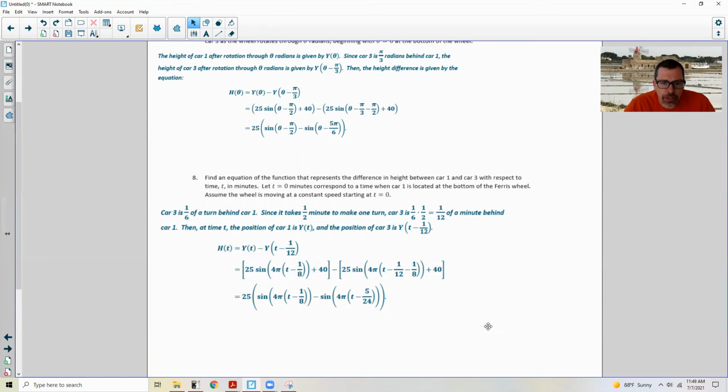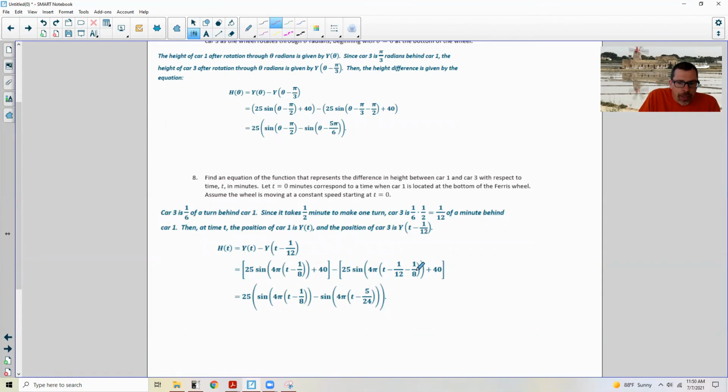Then at time t, the position of car 1 is y of t, and the position of car 3 is y of t minus that 1/12. So h of t equals y of t minus y of t minus a 12th. And then we just keep going and we say that we have our amplitude of 25 times sine of 4 pi, which is our omega, times t minus an eighth, our phase shift, plus 40, our k, minus 25 sine of 4 pi times t minus that 1/12 minus an eighth.